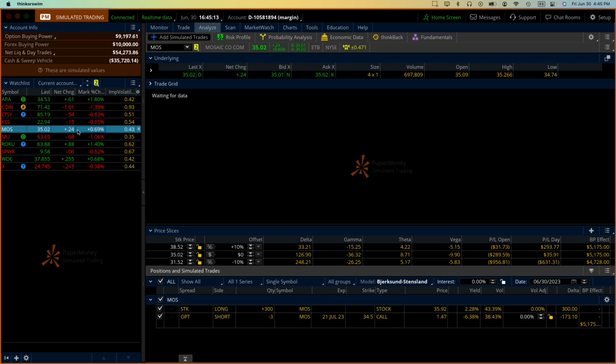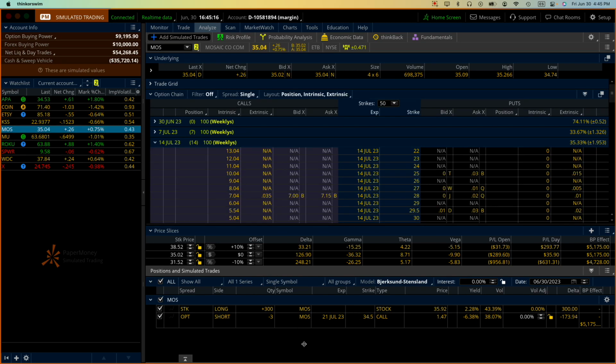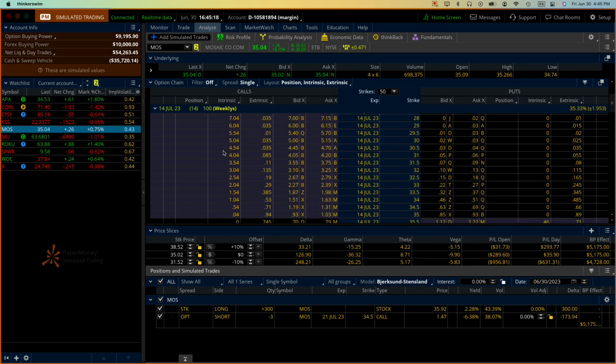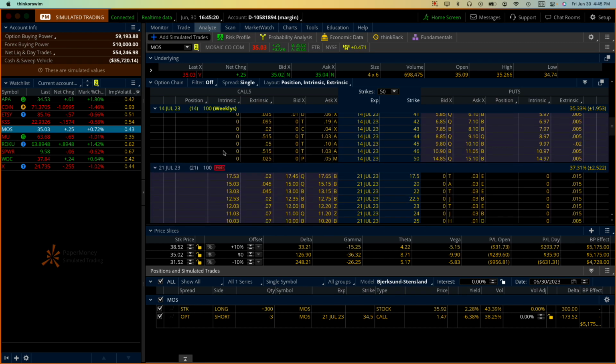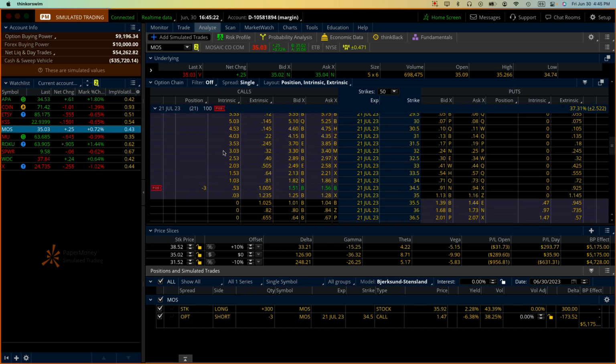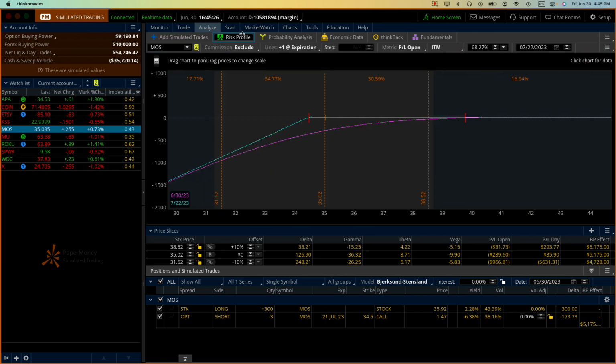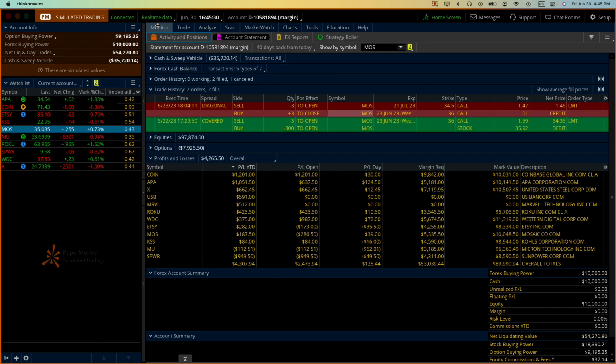Let's move on to MOS and do the same thing. Go straight to the value of that option, and the extrinsic value is $1. So it's still eroding. If you want to see the risk graph, looks like we already did 2 trades on that. So here it is, okay?